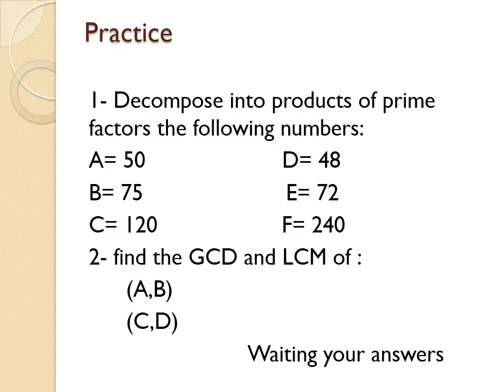That's okay. To get sure that we get the idea وفهمنا الدرس وفهمنا شو مطلوب مننا, let's make some practice. Number 1, we have to decompose into products of prime factor the following numbers A, B, C, D, E, F. بدي أشوف البرايم factorization وبالآخر ما بدنا ننسى بدي أكتب 50 equal شو البرايم factors اللي طلعوا عنا. Number 2, find the GCD and LCM of A and B together يعني 50 75. Then C and D 120 and 48.